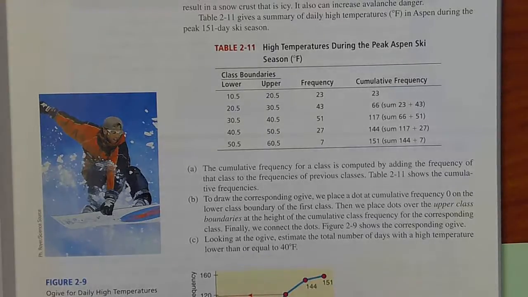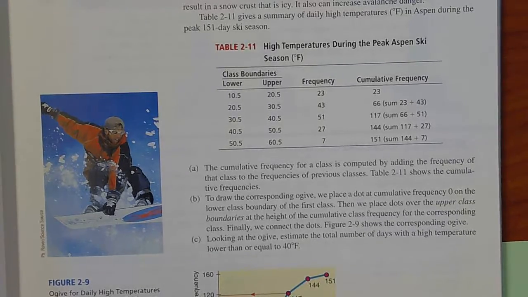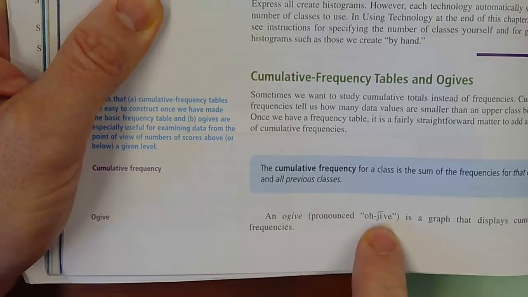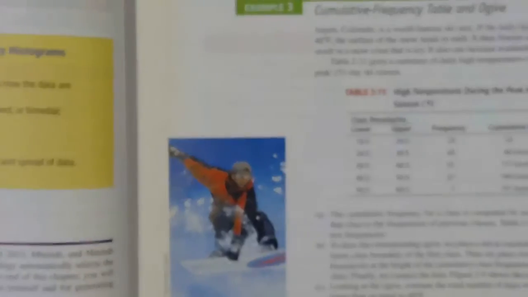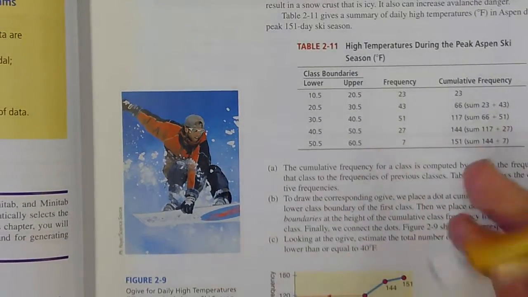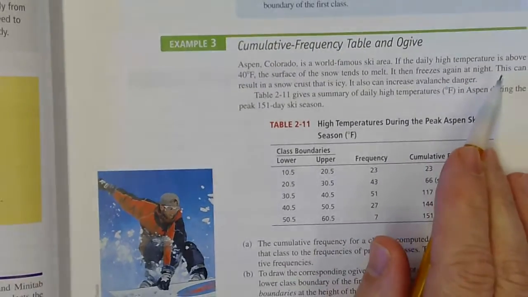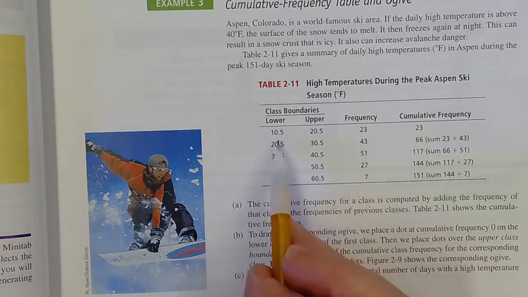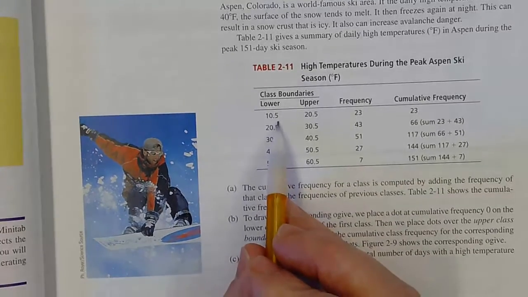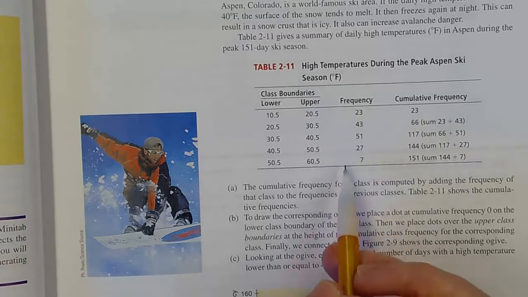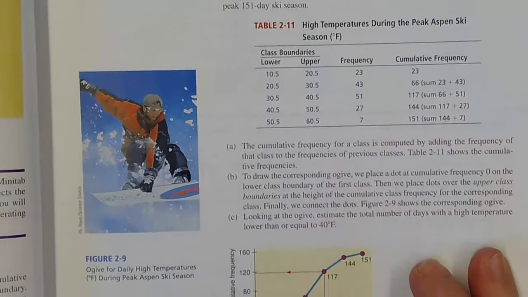Okay, so as you just saw, an ogive. Yes, ogive. There's how you're supposed to pronounce it. All right, just kind of builds up a little cumulative or running tally of what's going on. So this was the daily high temperatures for Aspen, Colorado. How many times was the daily high between 10.5 and 20.5 degrees? 23. Okay, so you're gonna have to create one of these ogives in your OTI today.